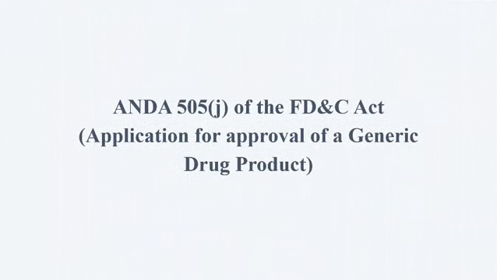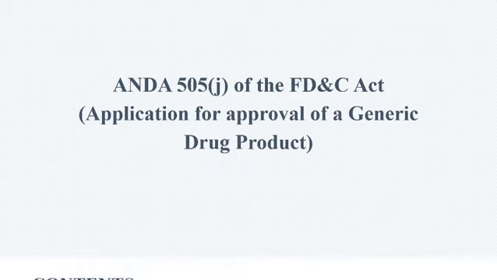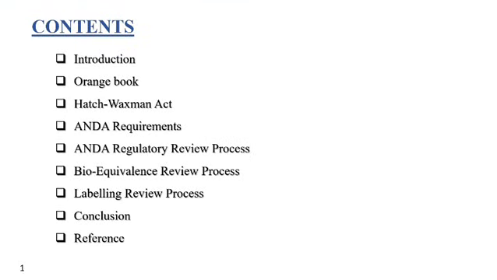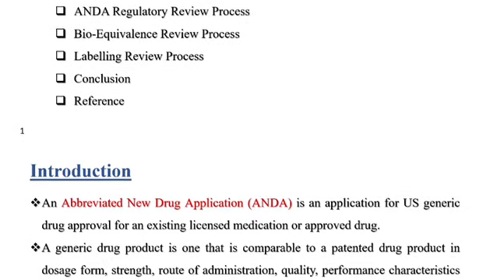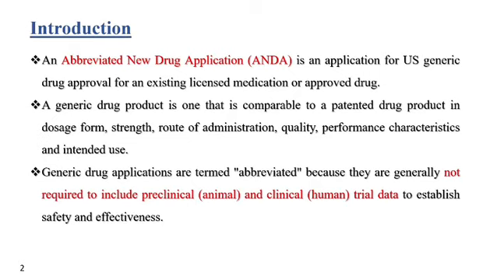Today I am going to explain ANDA 505(j) of the FD&C Act, which is the process used for approval of generic drugs in the United States. ANDA stands for Abbreviated New Drug Application. It is used to get approval for generic medicines. Generic drugs are similar to branded drugs in strength, dosage, quality, and use.